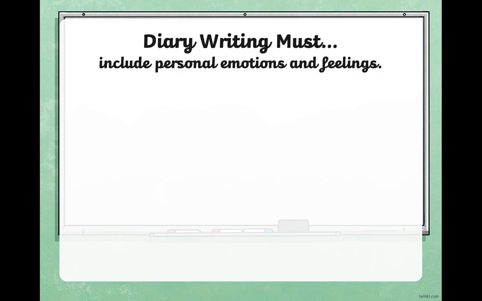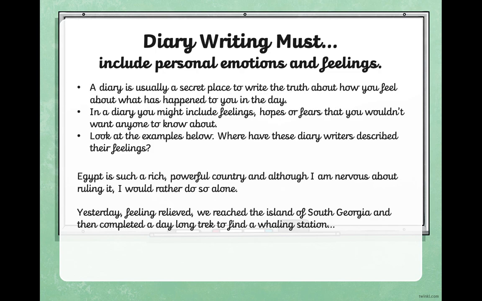Diary writing musts include personal emotions and feelings. A diary is usually a secret place to write about the truth about how you feel about what has happened to you in the day. In a diary, you might include feelings, hopes, or fears that you wouldn't want anyone to know about. Look at the examples below. Where have these diary writers described their feelings?